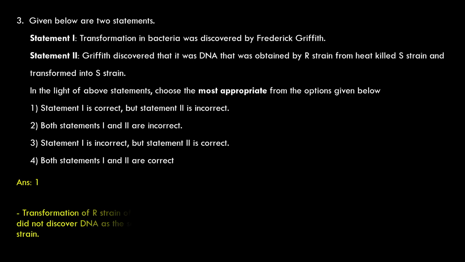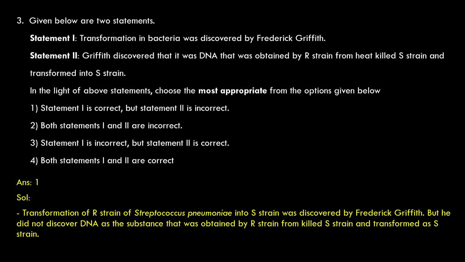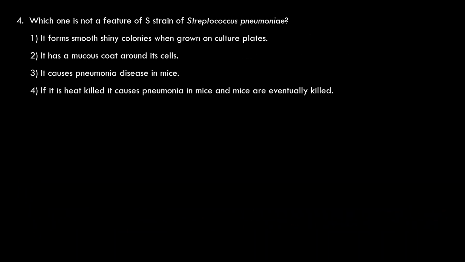Let us see the answer. Transformation of R strain of Streptococcus pneumoniae into S strain was discovered by Frederick Griffith, but he didn't discover DNA, the substance that was obtained by the R strain from killed S strain and transformed it into S strain. On to the next question.